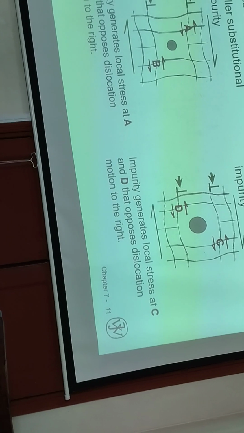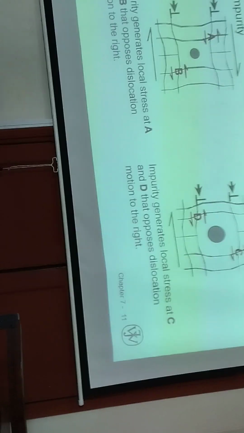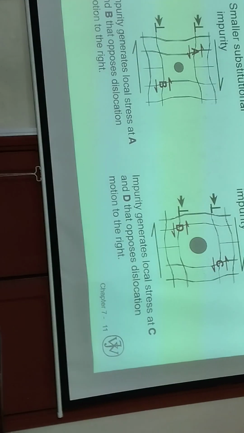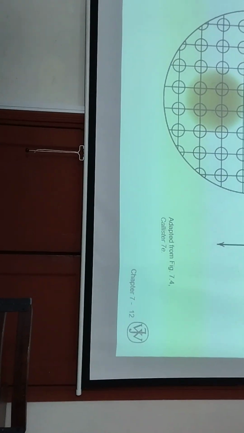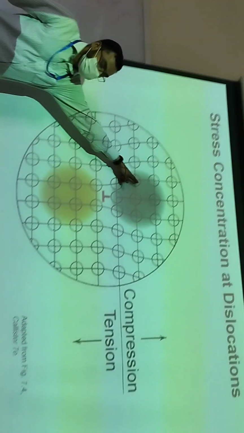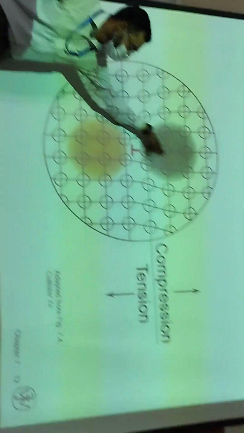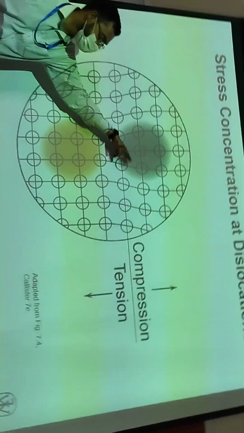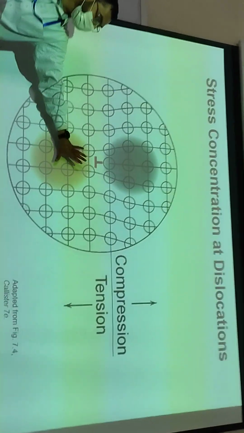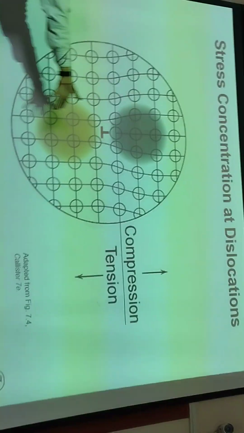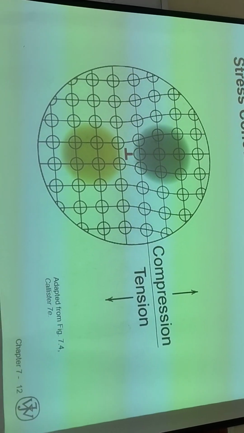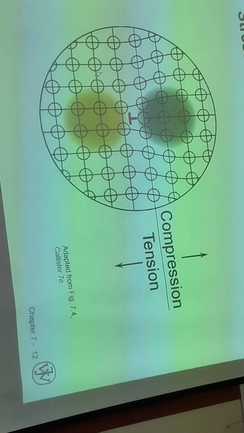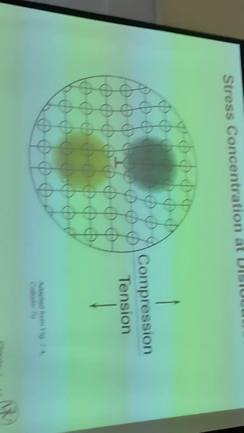Are we clear about this? How impurity atoms are going to prevent plastic deformation from passing through the grain. Then we have dislocations. Dislocations are also going to generate stresses. Over here we have an extra row which is going to create compressive stress. Over here we have a missing row which is going to cause a tensile stress. Both of them are going to prevent the motion of plastic deformation from passing through these areas.